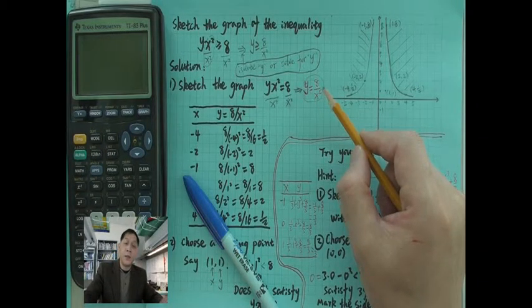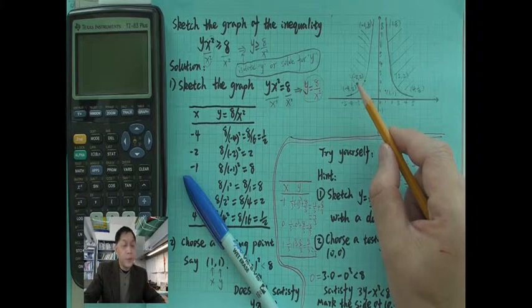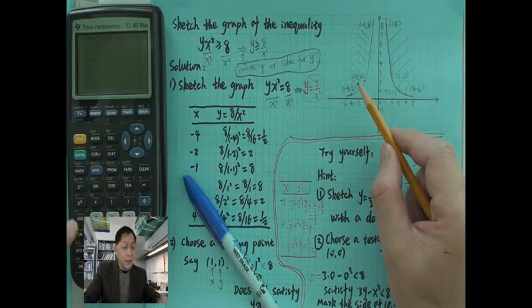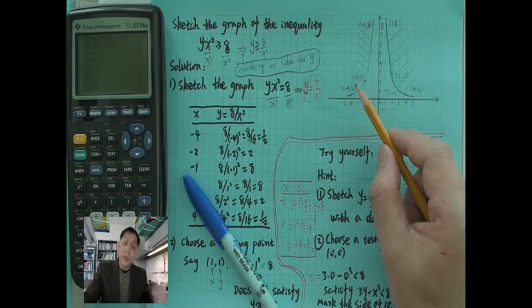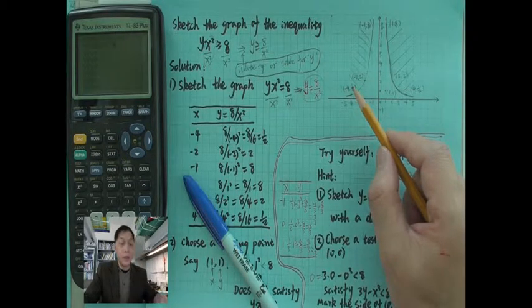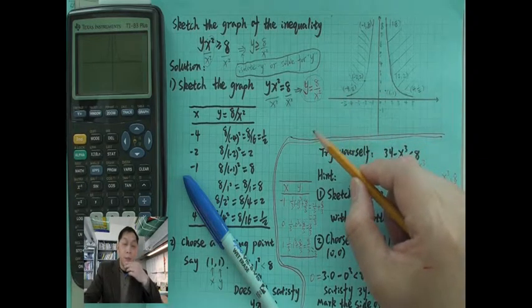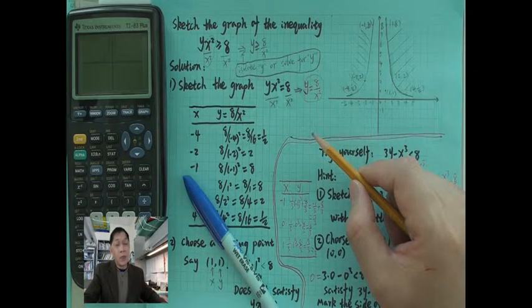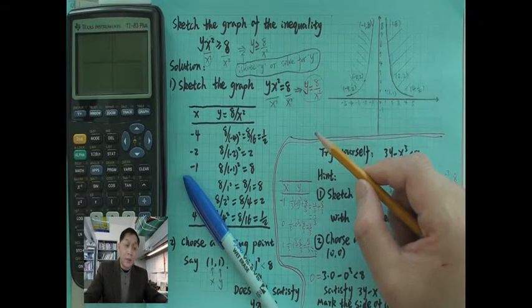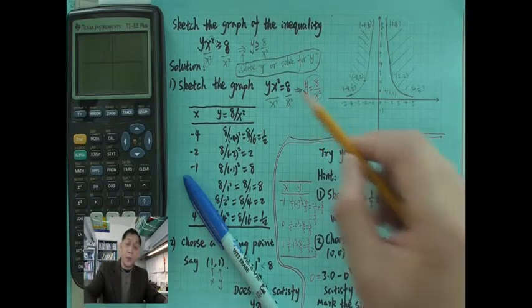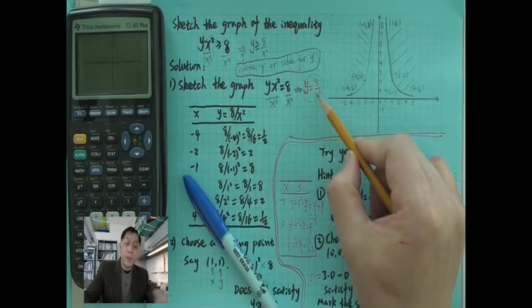If you turn on the TI-83 calculator, you type y equals, and then input 8 divided by x squared. You basically can find out the picture. If you hit graph, the picture looks like that. But if you don't know why the picture looks like that, what you need to do is input values for x and then find the value of y.